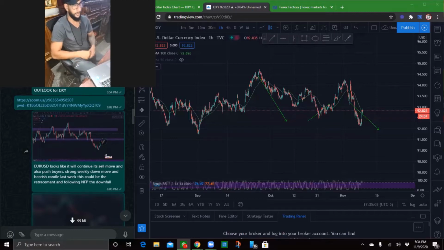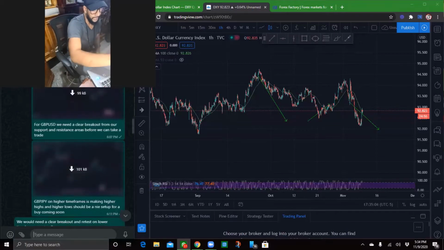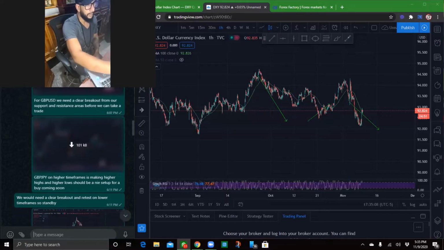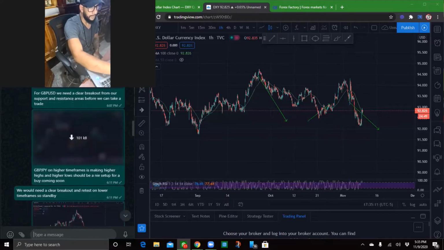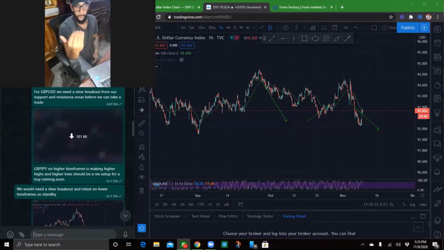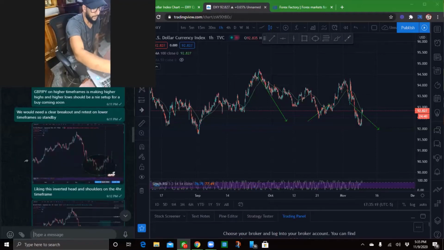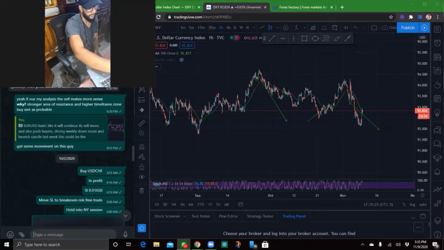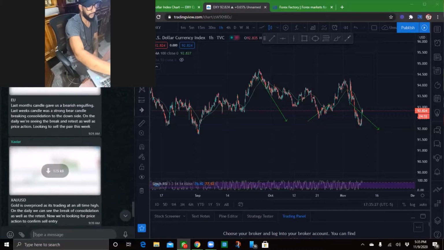You can't. I'm not going to download all these images so you can see, but just to give you guys a little bit of an outlook, I'll go through our chat. Gbp Usd, we need a clear breakout. So we go through our zones and we let you know when we're going to enter and why we would enter or why we wouldn't. We need a clear breakout and retest on lower time frame, so stand by. Inverted head and shoulders, as we showed our students right here. Let me go down some more and see what else we got over here.